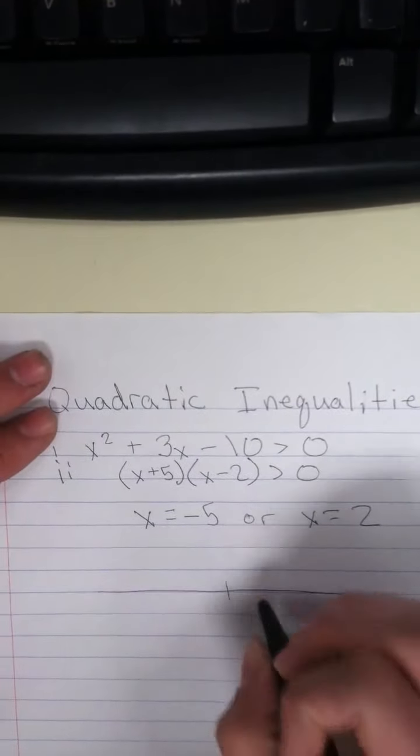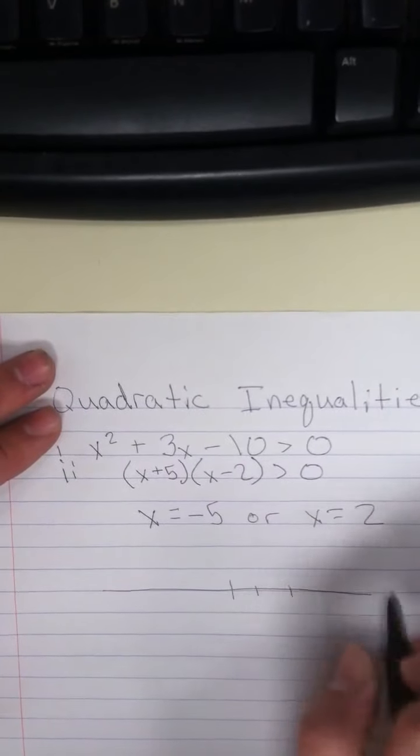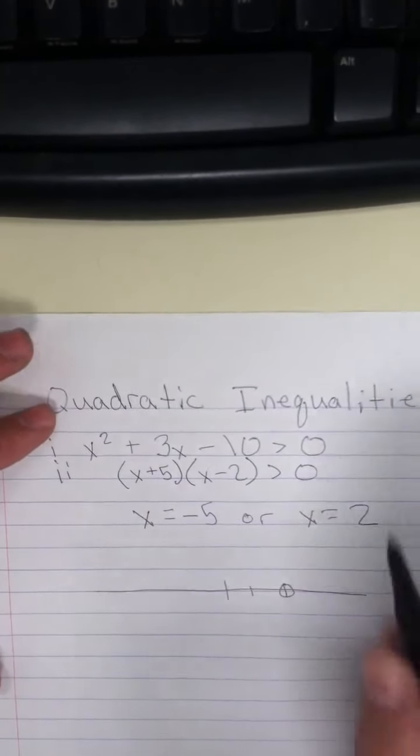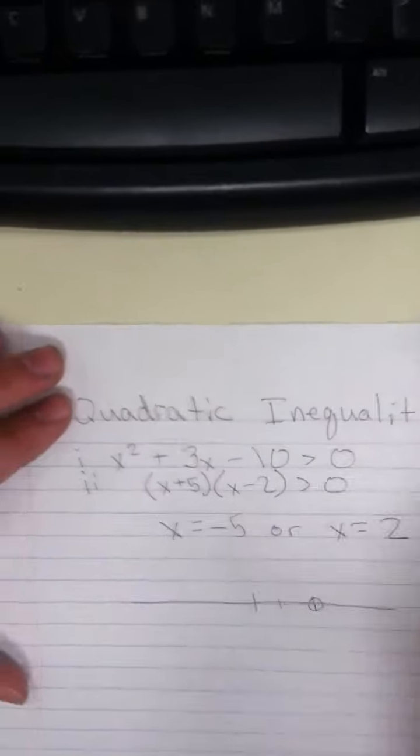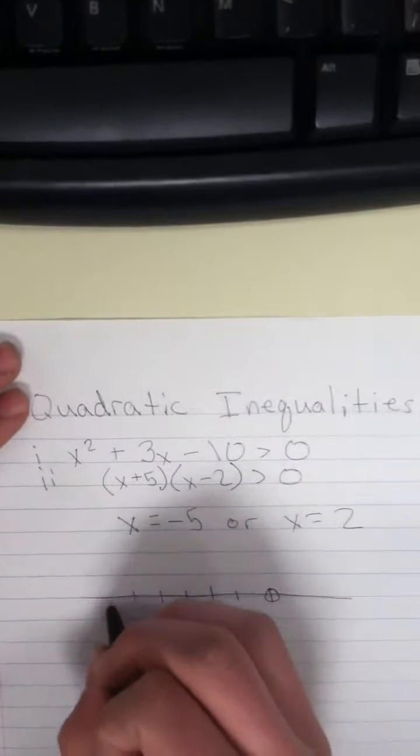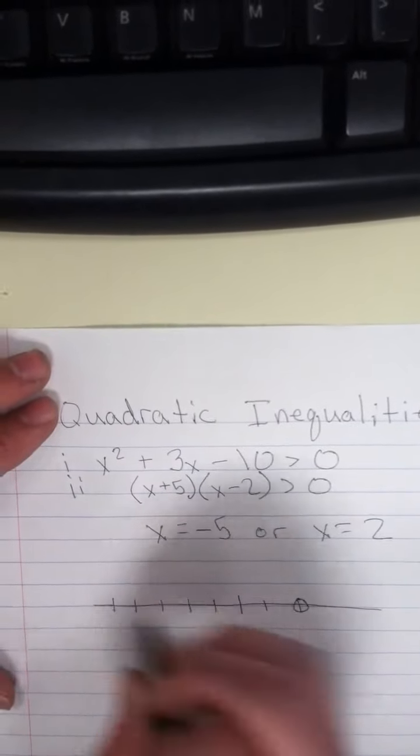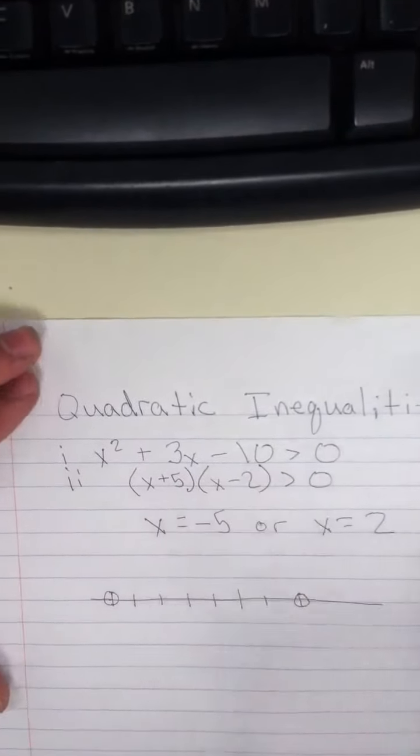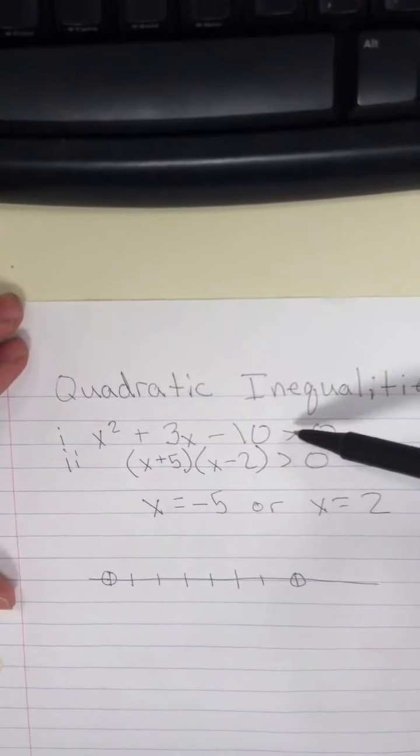So I have 0 right here. I'm going to go 1, 2. I'm going to put an open circle because there is no equal sign right here. And now I'm going to do negative 5, so I have 1, 2, 3, 4, 5. And I'm going to put another open circle because it is not equal to.